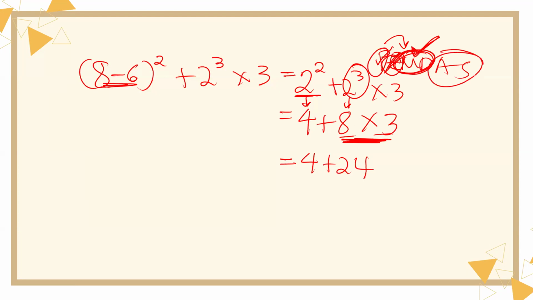Then we're left with addition and subtraction. We don't have any subtraction operation there, but we have addition. So we add 4 plus 24. That would be 28, right?